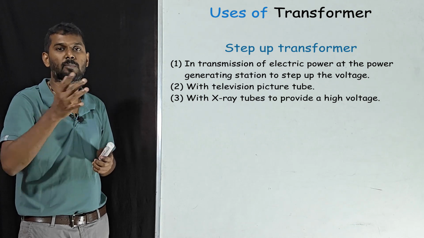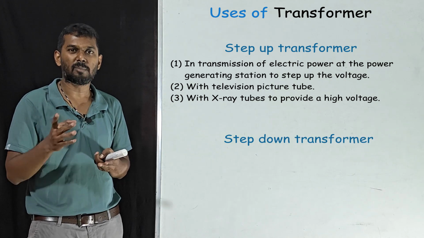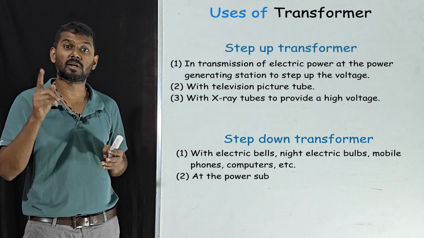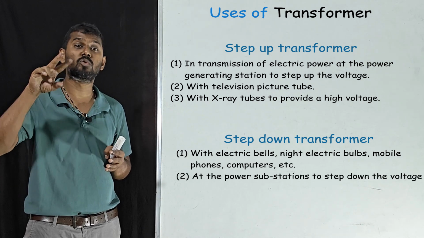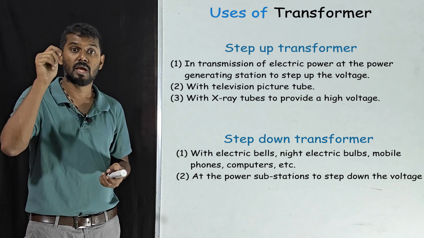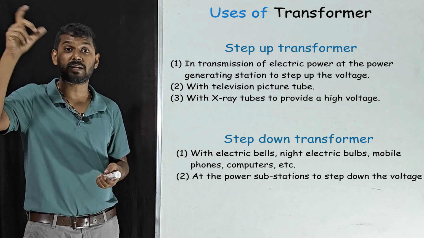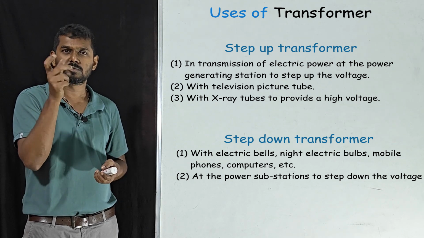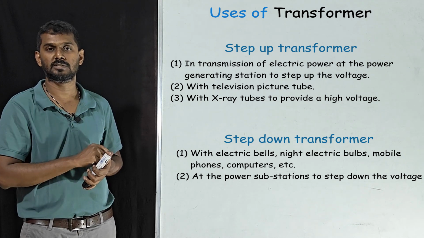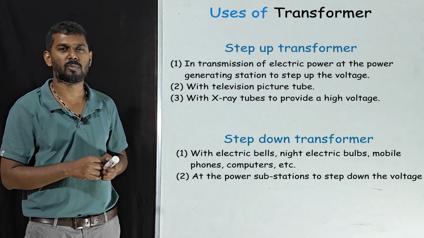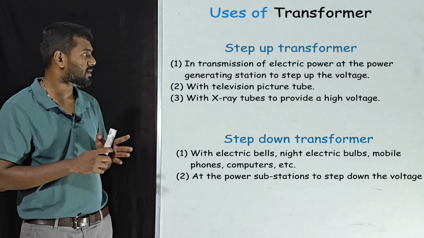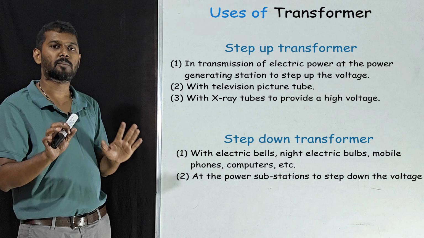Now we'll talk about step down. Step down is used in mobile phones. That means mobile phones do not require high voltage. They require very less voltage. But how much are we getting? For houses we are getting 220 volts. But we don't require that much voltage for mobiles, computers, electric bells and night lights, the small watt bulbs. In all these things we use step down transformers, and in power substations we use step-down transformers. What are power generating station and power substation? This is what we have learnt in household circuits. Now, these are the uses of step-up and step-down transformers.